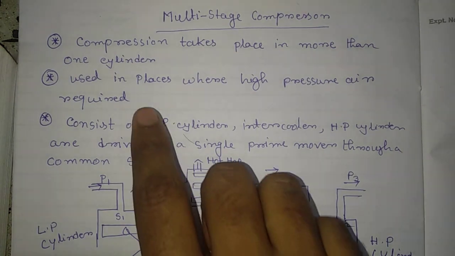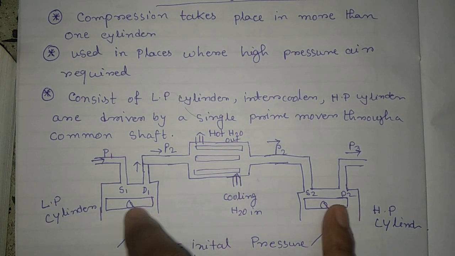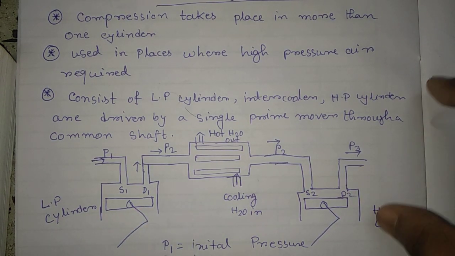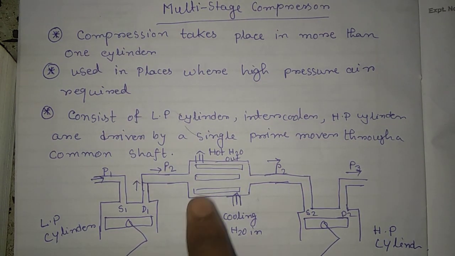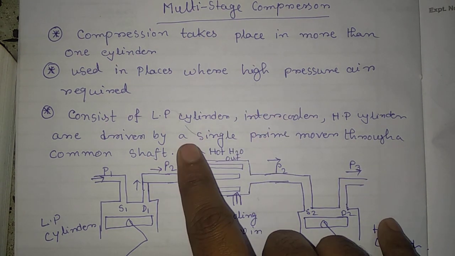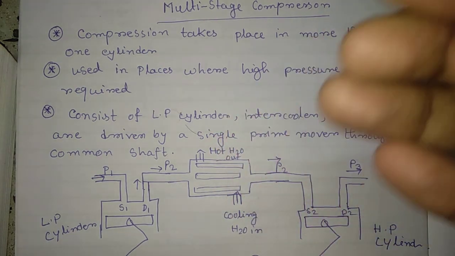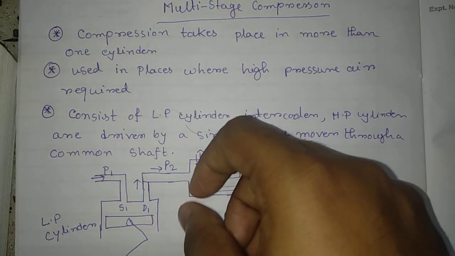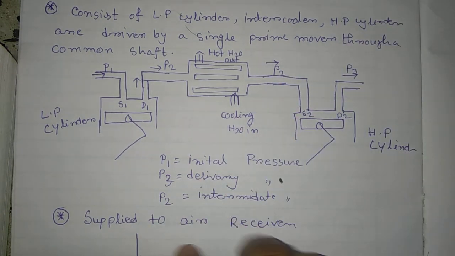And one more point: compression takes place in more than one cylinder, as we have already discussed. It may be two, it may be three; a series of cylinders can be used. Where high pressure air is required, you can use the multistage compression process. But there are some disadvantages also, which we'll discuss in the next video. Obviously the air is supplied to the air receiver.